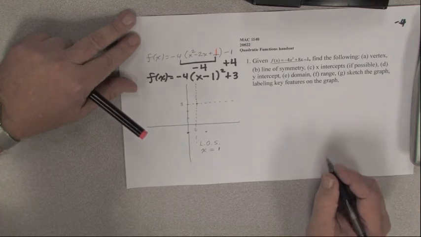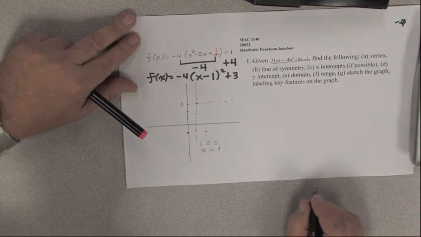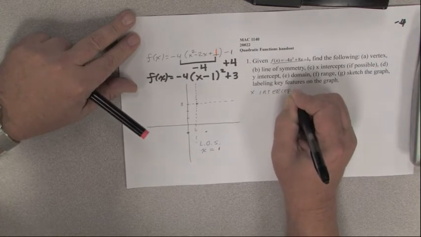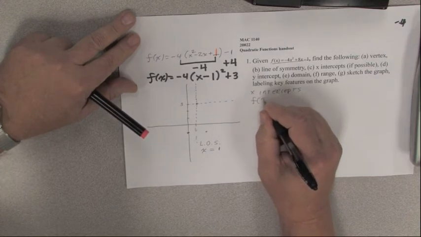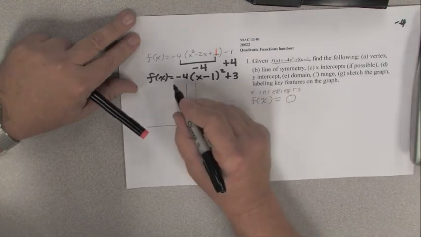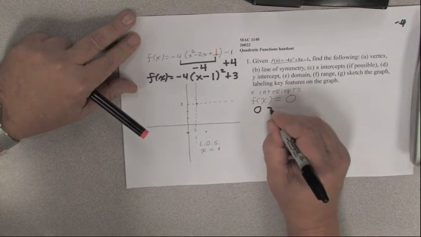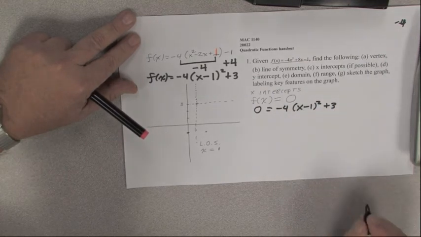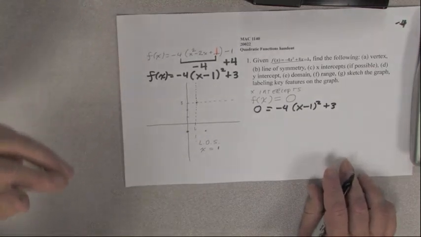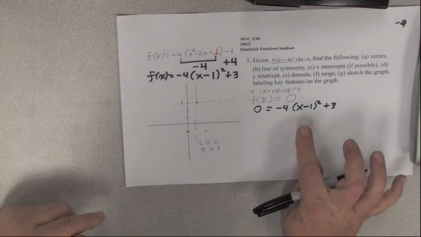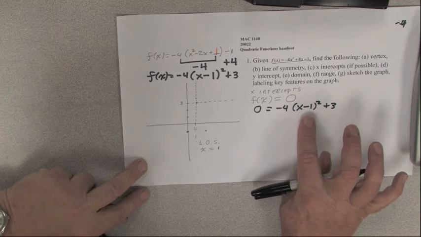Now the x-intercepts are the places on the x-axis where the curve crosses the x-axis. And the x-intercepts are determined by letting y equal 0. So if we want to find the x-intercepts, we have to say f of x is equal to 0. So let's take a look at our f of x function. We have 0 equals negative 4 times x minus 1 squared plus 3. Now normally we'd have to square that out and do all that business of trying to find x, but notice that we already have a perfect square.